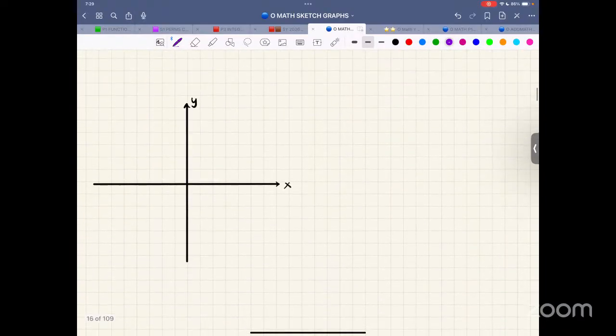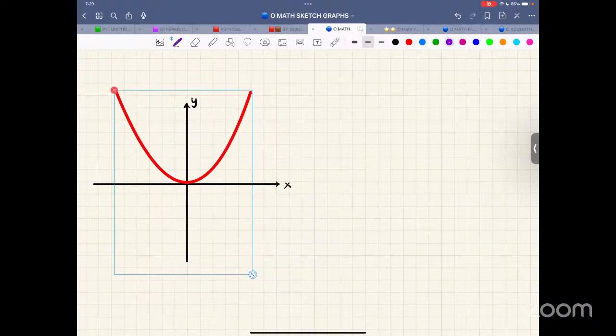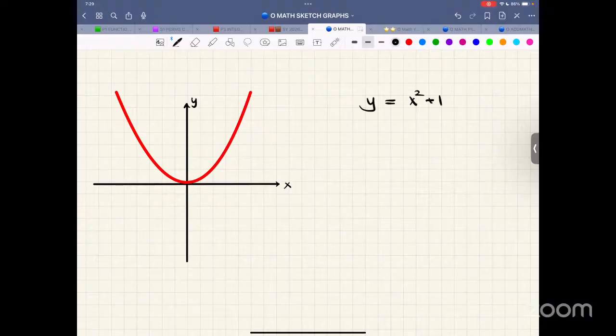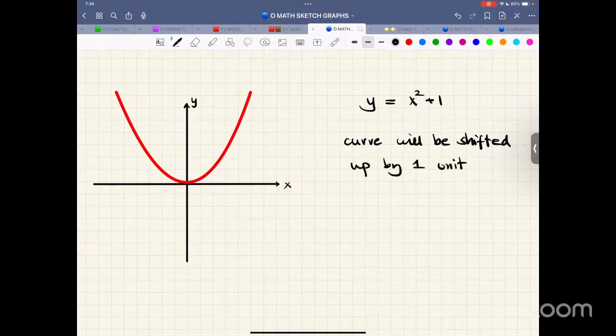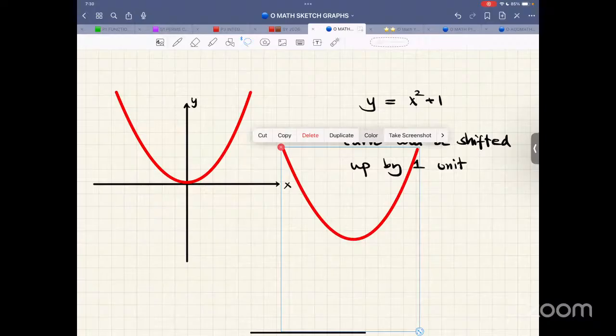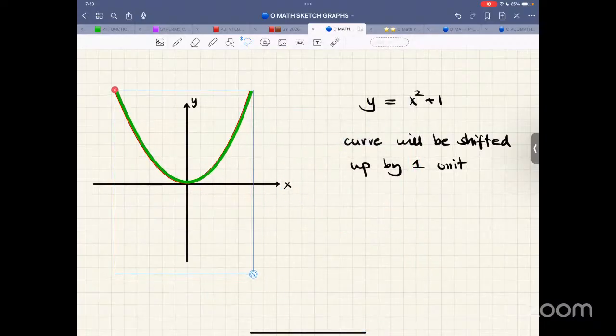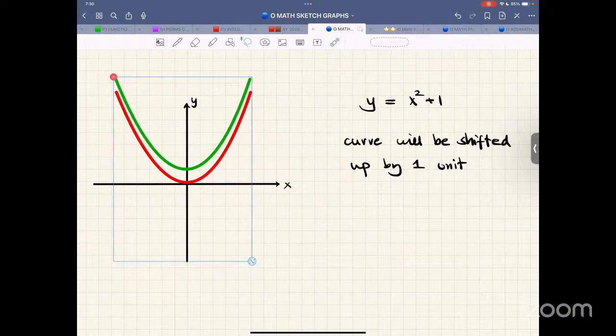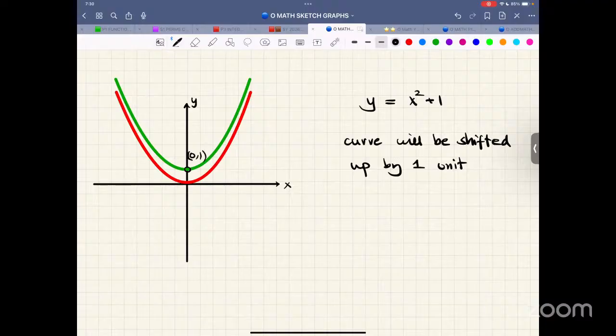Now, if I talk about y is equals to x square plus 1. So now the curve will be shifted up by 1 unit. So if it's shifted up, let me copy, let me paste, let me change the color to green. And this original one is shifted up by 1 unit like this. So therefore, this point over here is 0, 1. So 0, 0 becomes 0, 1. That's a basic transformation.